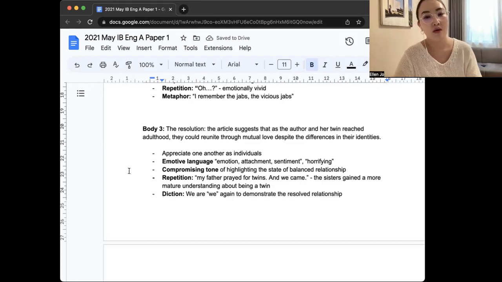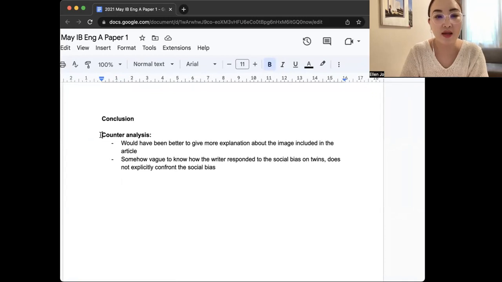Lastly, the diction, the repetition of the word we, the subject word we, would highlight the resolved relationship between the twins. And lastly, in conclusion, we are supposed to point out some limitations that the text has when it comes to boosting the reader's understanding.